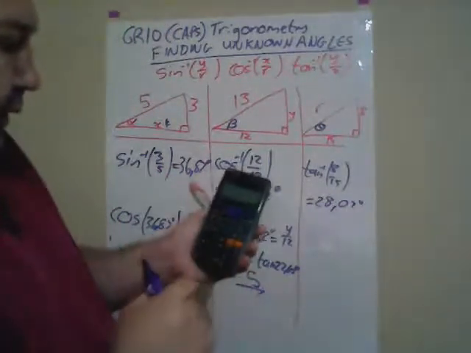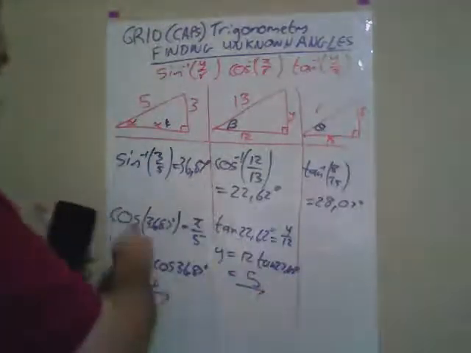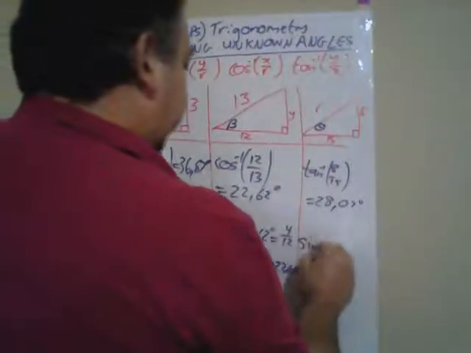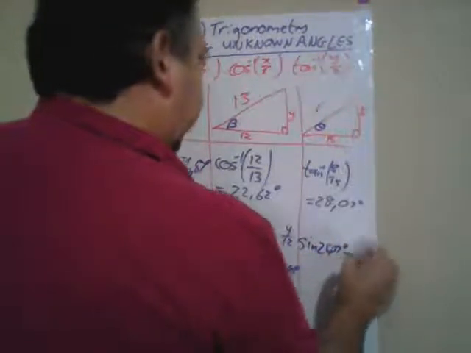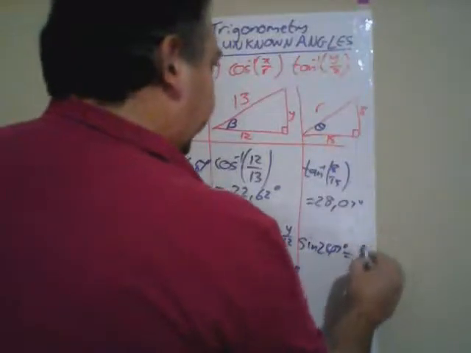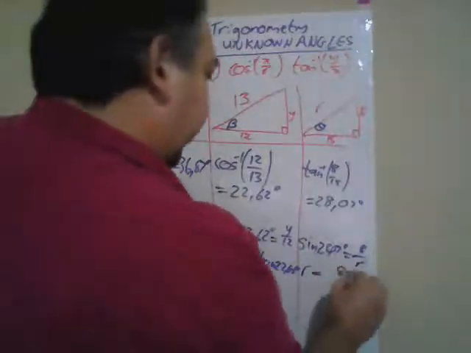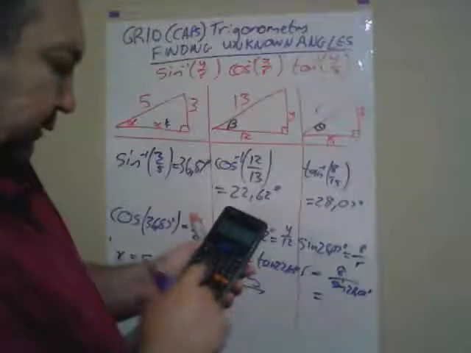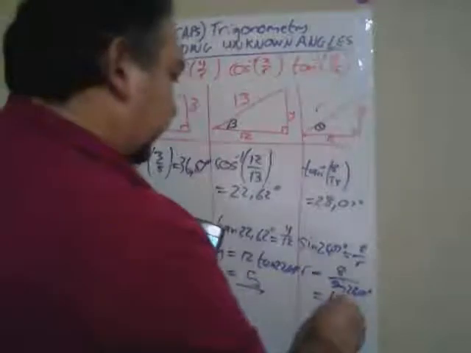I'm just going to store it again in X, and we want to find R. So far we've used cos and tan, so I'm going to use sin for completeness. So sin of 28.07 degrees is equal to 8/R. So R will be equal to 8 divided by sin 28.07 degrees, using the stored X, which is 17.